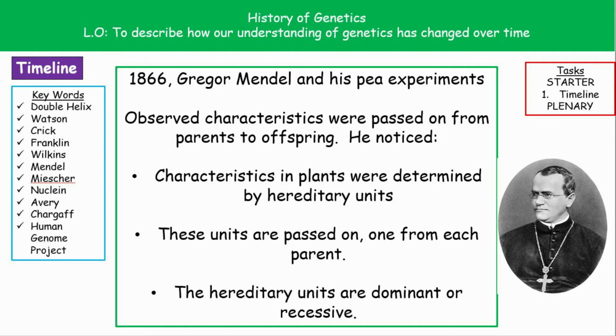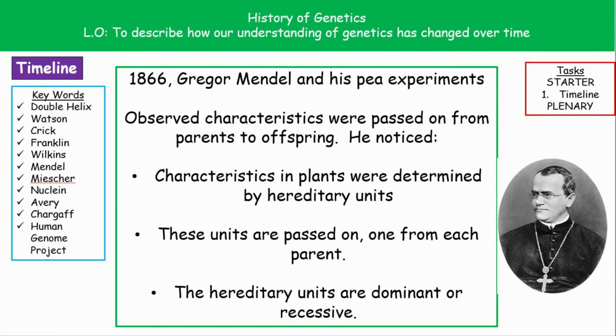Now, Gregor Mendel was actually someone who did lots of experiments with pea plants. And what he did was he observed that characteristics were passed on from the parent pea plant to the offspring pea plant. So by observing these characteristics in his experiments with his peas, then he noticed, first of all, that characteristics in plants were determined by hereditary units, so units that are passed on from one generation to the next. Those units were passed on one from each parent, so both of the parent plants were involved in passing this information on, and those units were either dominant or recessive.